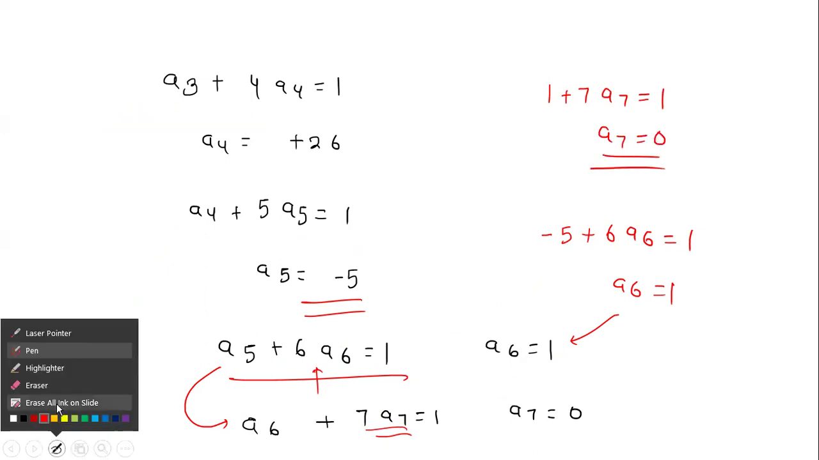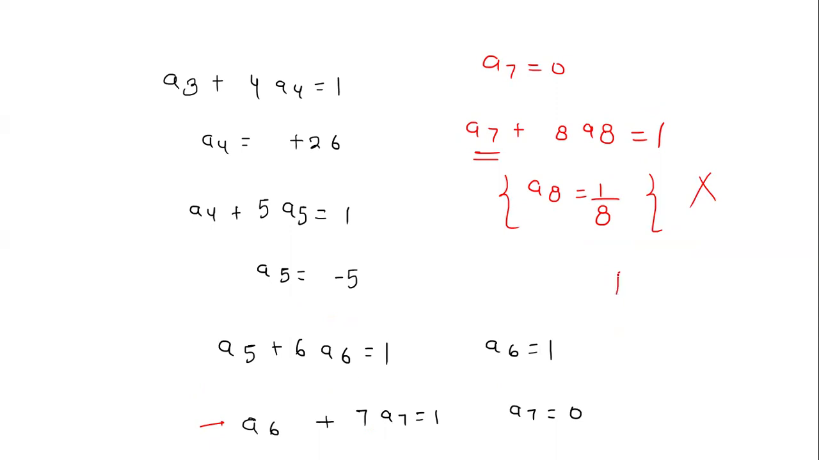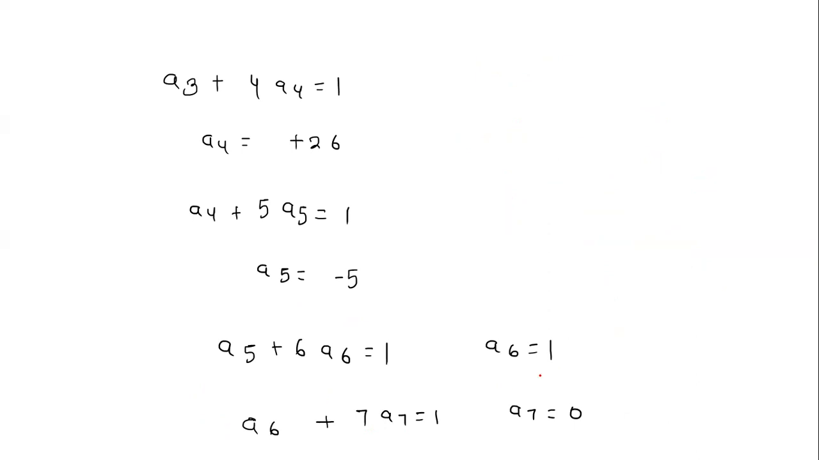And if you make new equations, the a7 value we got as 0. So the next is you increment this by 1, and this 7 times a7 will become like this. But you will get fractional values: if you put the a7 value as 0, the a8 value is this. But we don't want this. We have this polynomial with integer coefficients. So we only go up to here, where a6 is equal to 1.